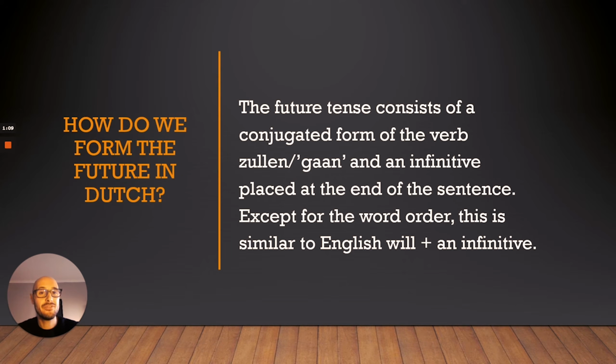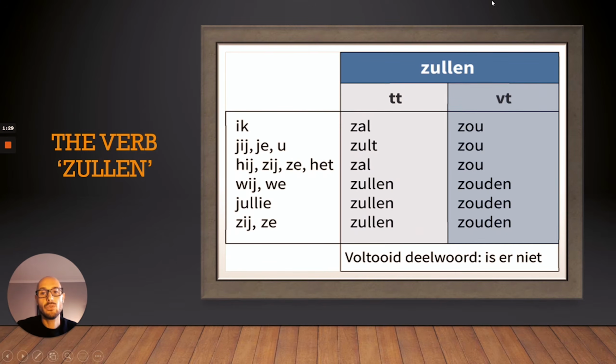So it's very close to the English expression of the future: will plus an infinitive. The only thing that changes, of course, are the auxiliary verbs and also the word order in the sentence. Let's take a look at both verbs which express the future in Dutch. So first of all, we will take a look at the verb zullen.